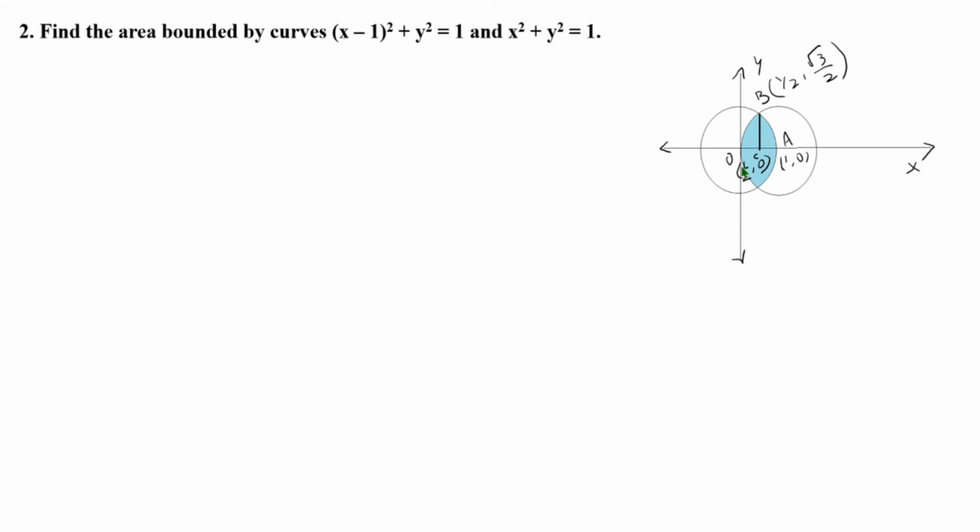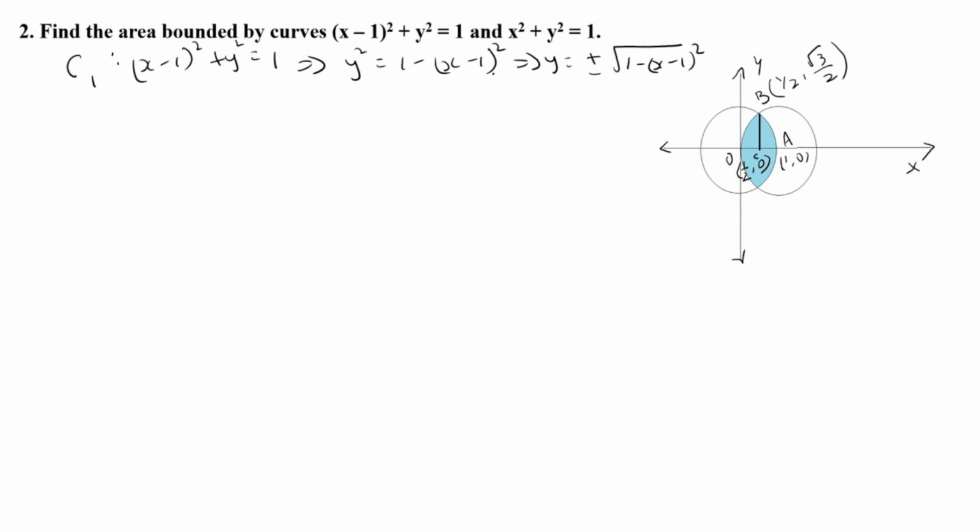So we have these two curves C1 and C2. So let us consider C1 as x minus 1 the whole square plus y square equal to 1. From this we get y square is equal to 1 minus of x minus 1 the whole square, or y is equal to plus or minus root of 1 minus of x minus 1 the whole square. And C2 is x square plus y square equal to 1. From this we have y is equal to plus or minus root of 1 minus x square.